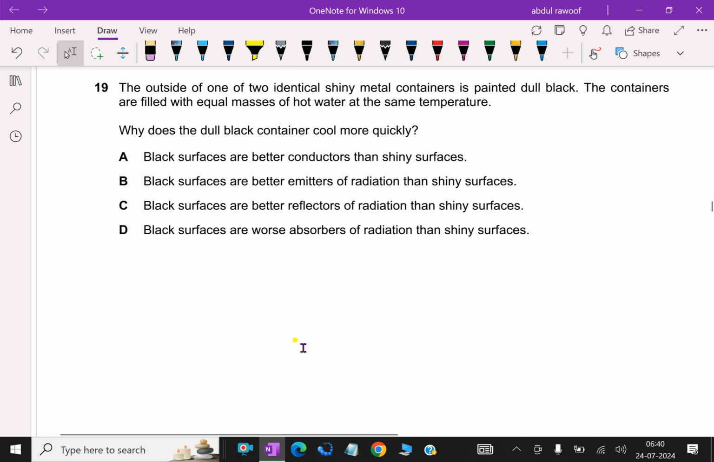Next one. The outside of one of two identical shiny metal containers is painted dull black. The containers are filled with equal masses of hot water at the same temperature. One container is dull black and the other is shiny. Why does the dull black container cool more quickly? Because black surfaces are better conductors than shiny surfaces, or because black surfaces are better emitters of radiation than shiny surfaces. This is the reason.